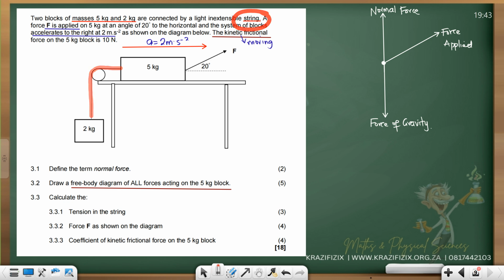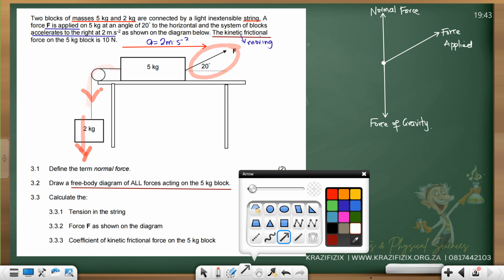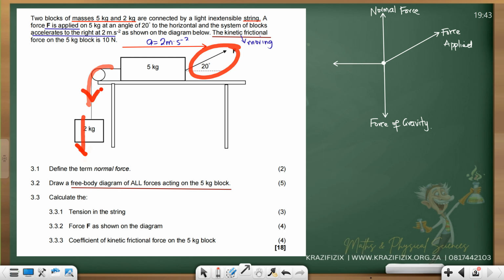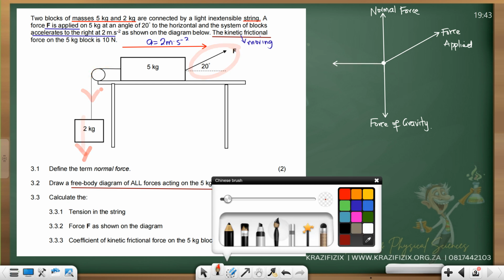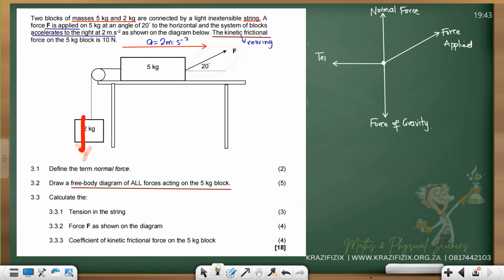Tension. Now I want you to listen to how I'm going to do my tension. Do you notice that we are using the 5 kg to pull the 2 kg? But the 2 kg is also pulling. If we remove this force, do you know it's possible for this object to go down? Yes. So it means the 2 kg is pulling in that direction. And that force is called what? Tension force.